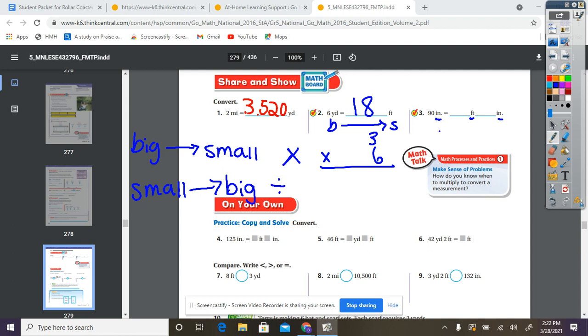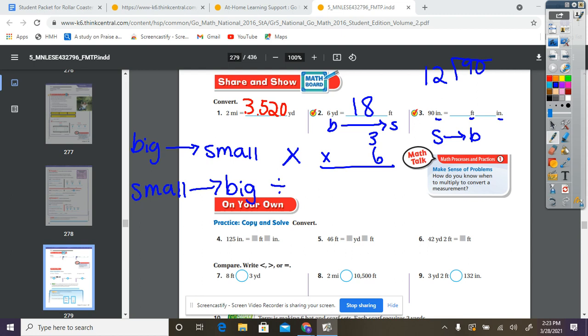Since we're going from inches to feet, we're actually going from small to big. Small to big, we divide. So I have 90 inches that is going to be divided by something. Well, how many inches are in 1 foot? There are 12 inches in 1 foot. So that means I can set up that long division problem.